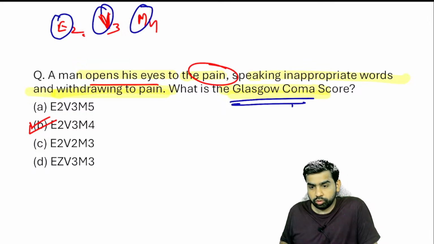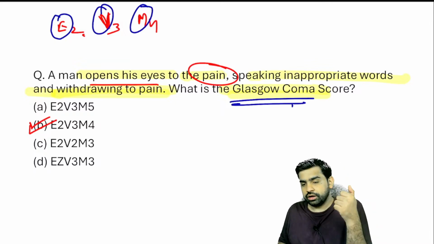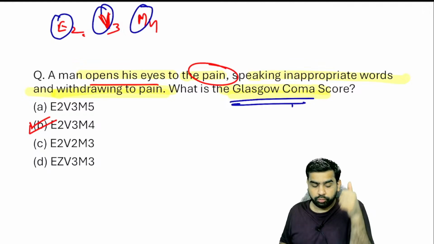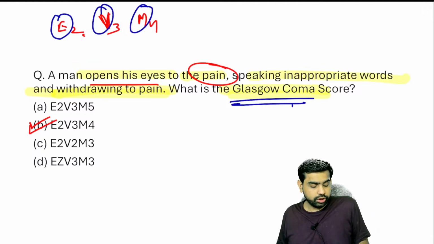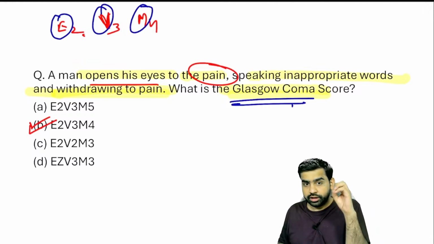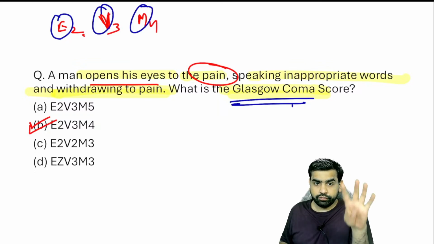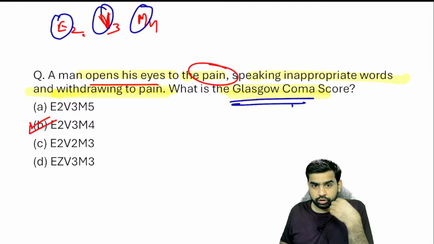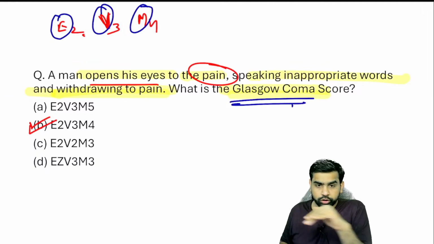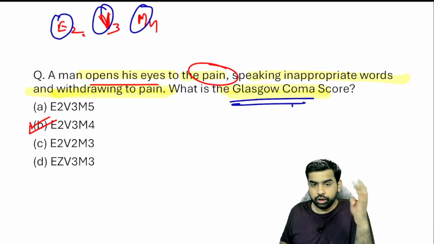So what is an eye-opening response? If the patient opens the eyes spontaneously, this is E4. E4 is opening the eyes spontaneously. E3 is when the patient opens the eyes on verbal command. When you go and talk to the patient and the patient opens the eyes, that is E3. If there is opening of the eyes to a painful stimulus, that is E2. And if the patient is not able to open the eyes at all, that is E1.